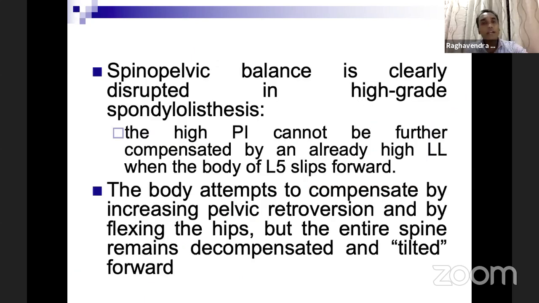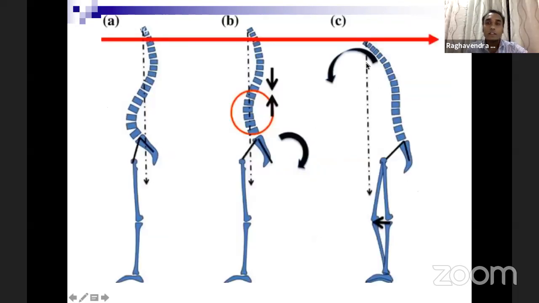Now, when we speak about intact posterior elements, if they are disrupted in high-grade spondylolisthesis, like in a dysplastic or an isthmic listhesis, the pelvic incidence cannot be compensated by a higher lumbar lordosis, and the pelvic retroversion comes in, hip flexion comes in, but even in spite of that, if it can't be compensated, then the entire spine falls forward and then we have imbalance.